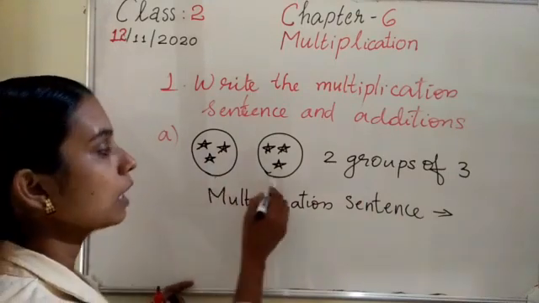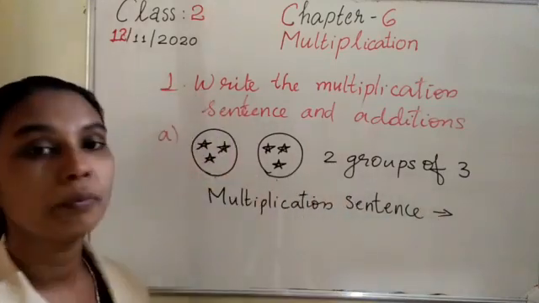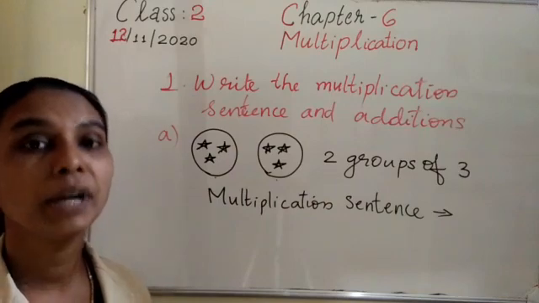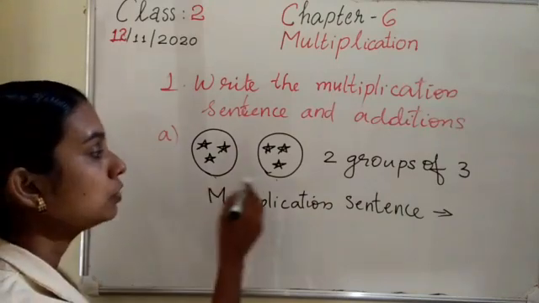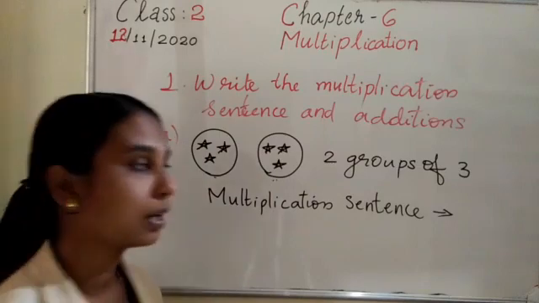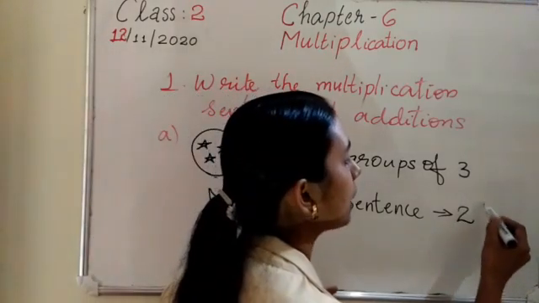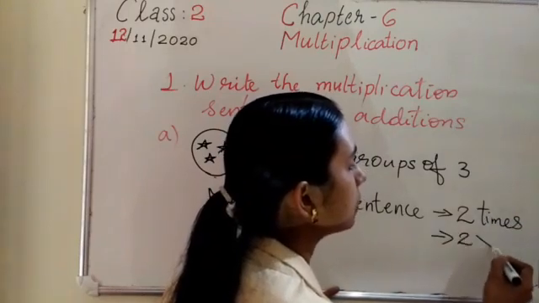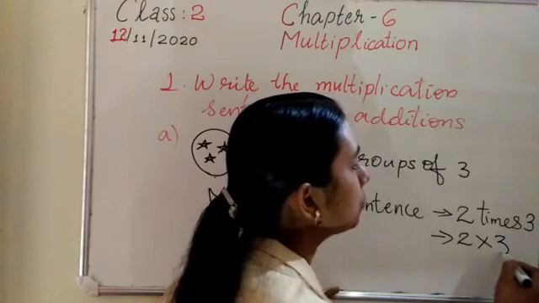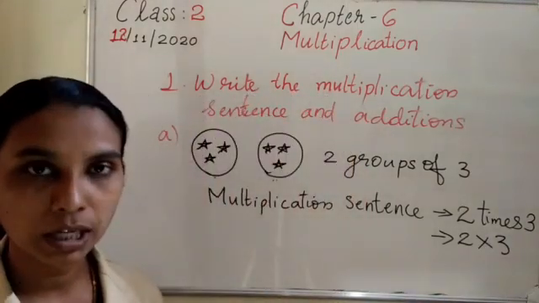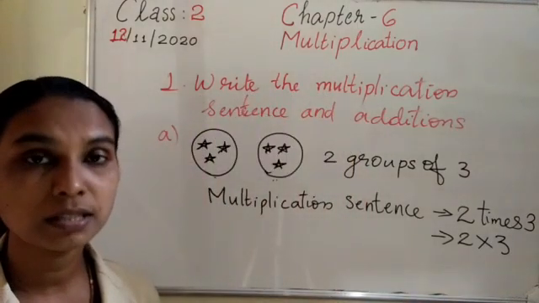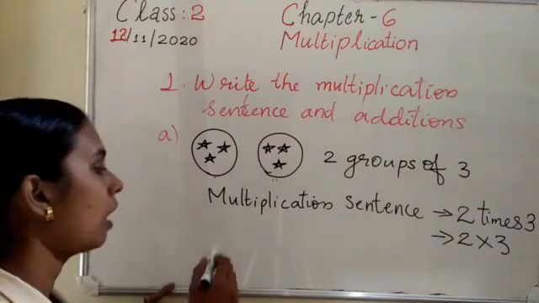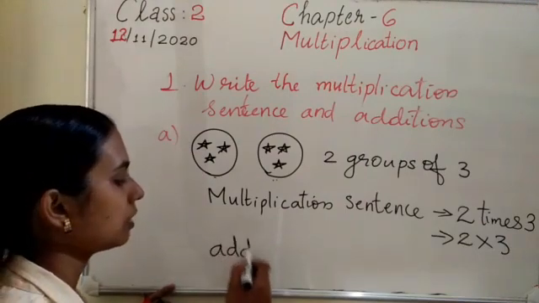How many groups are there? 2. Then how many in each group? 3. So how many times 3? 2 times 3. Right? So we write the multiplication sentence 2 into 3. 2 times 3. Got it? The next one, how to write the addition sentence.